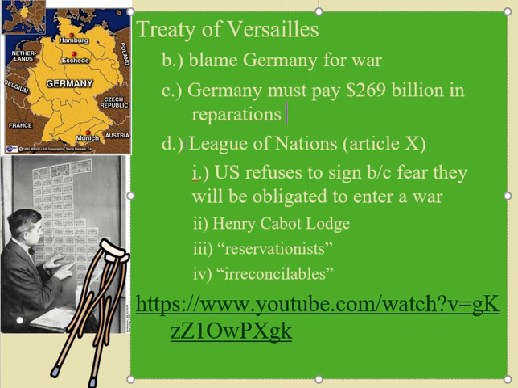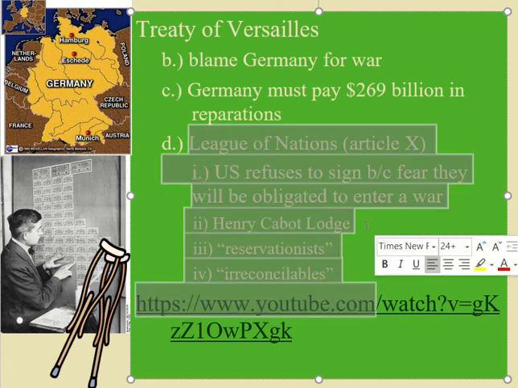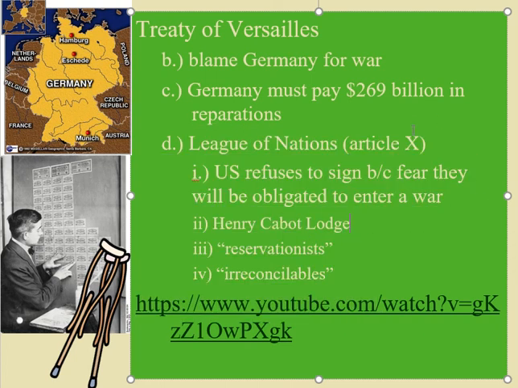Okay, now the part we want to really focus on here is the League of Nations, because that's really going to be where the United States gets involved. All right, the League of Nations is Article X or Article 10 of the Treaty of Versailles. So remember, there were originally 14 points. This would be number 10, right? That's where we're getting that number from. And this League of Nations really bothers the United States, and they refuse to sign the treaty. So the United States never signed the Treaty of Versailles that ended World War I. We refused to sign it because of the addition of this League of Nations.